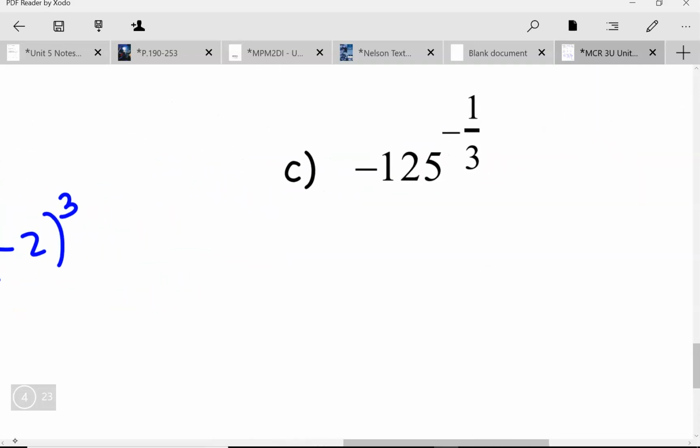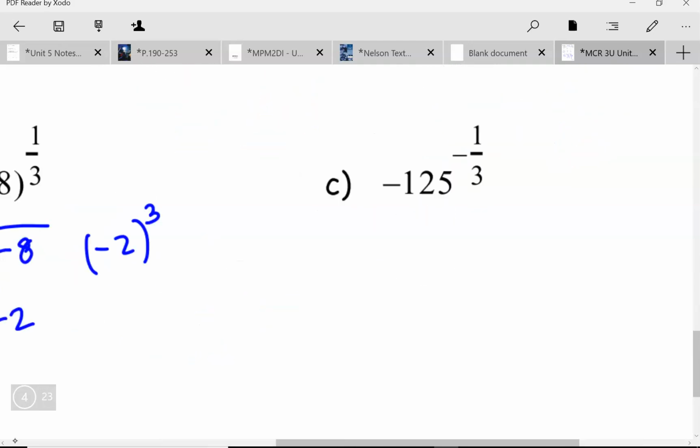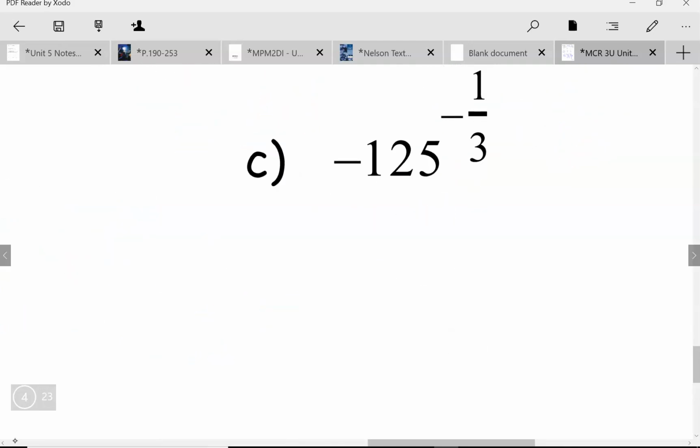So again, very similar vibes to this question. Negative 125 here appears to be my base. Although I can actually, can I just ignore that? Is that 100 in a bracket? Yeah, the 100 was in a bracket here. The negative was in the bracket. This negative is not in the bracket, so I'm just going to do this first, and leave the negative outside.